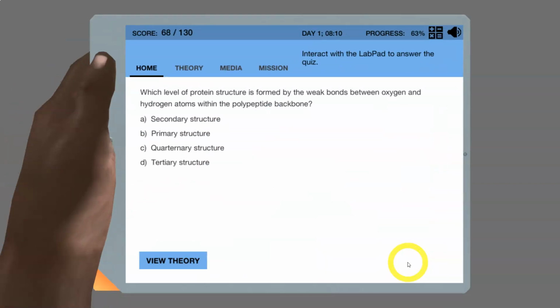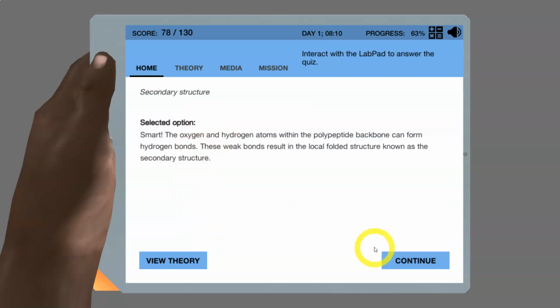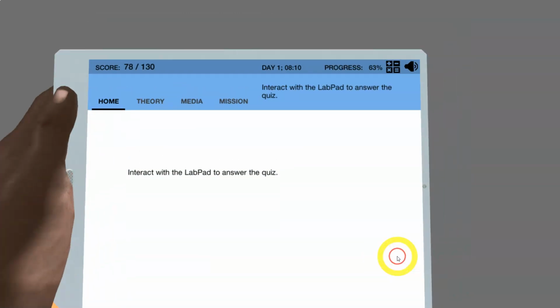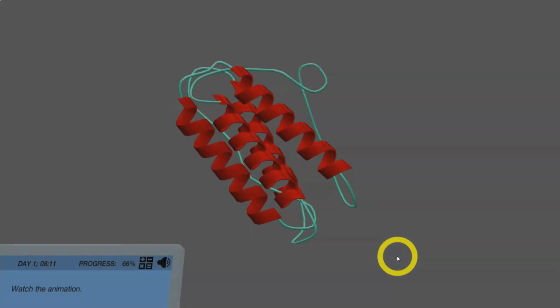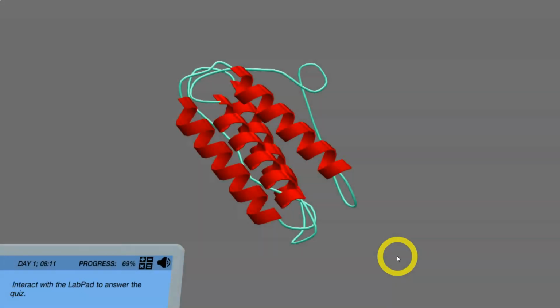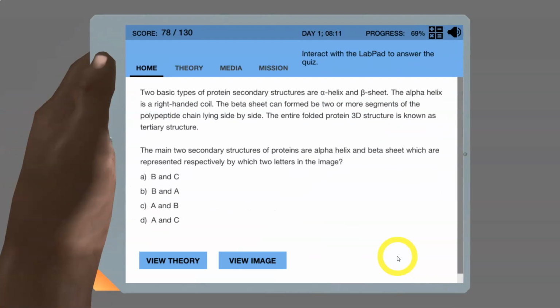Which level of protein structure is formed by the weak bonds between oxygen and hydrogen atoms within the polypeptide backbone? The oxygen and hydrogen atoms within the polypeptide backbone can form hydrogen bonds. These weak bonds result in the local folded structure known as the secondary structure. Two basic types of protein secondary structures are alpha helix and beta sheet.